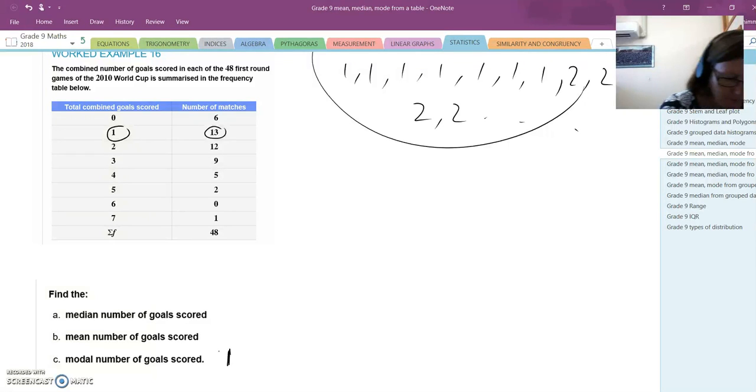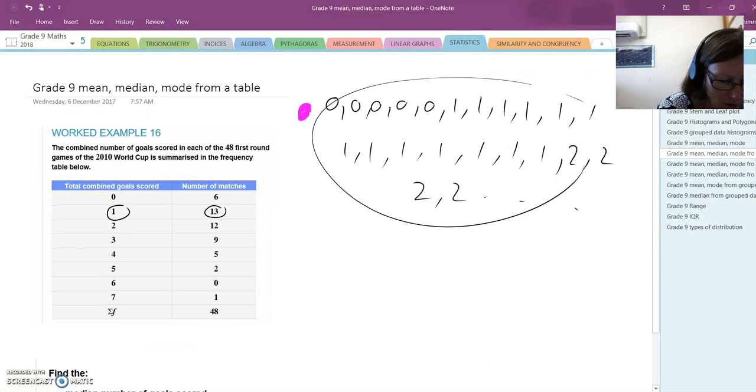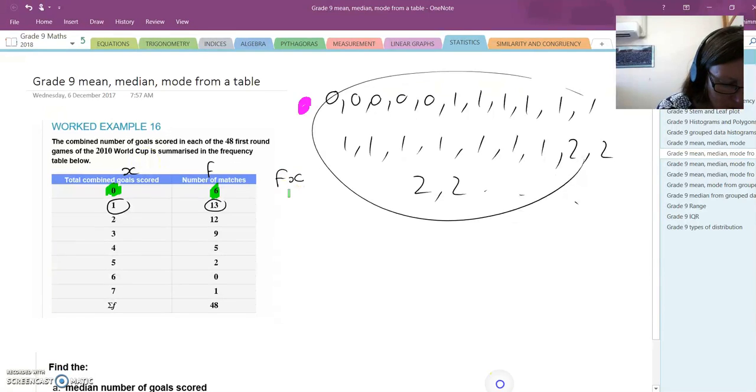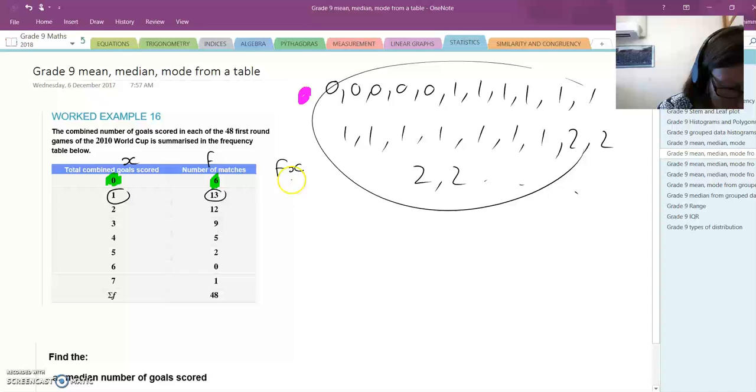Okay, I'm going to do the mean next. For the mean, we're going to add an extra column. This extra column is going to be our FX column. This is our scores, and this is our frequency. So my FX column will be multiplying F by X, which gives me 0, 6 times 0.